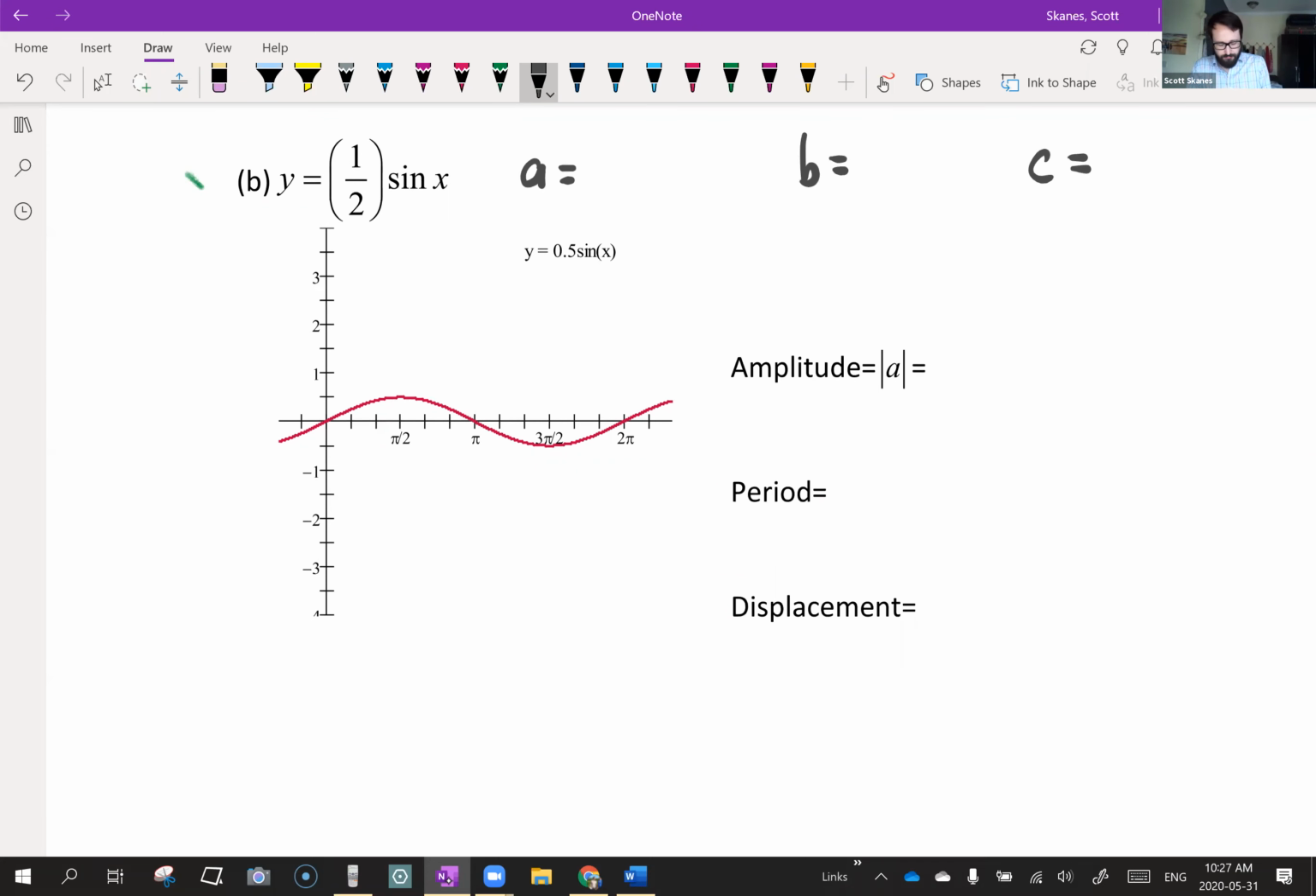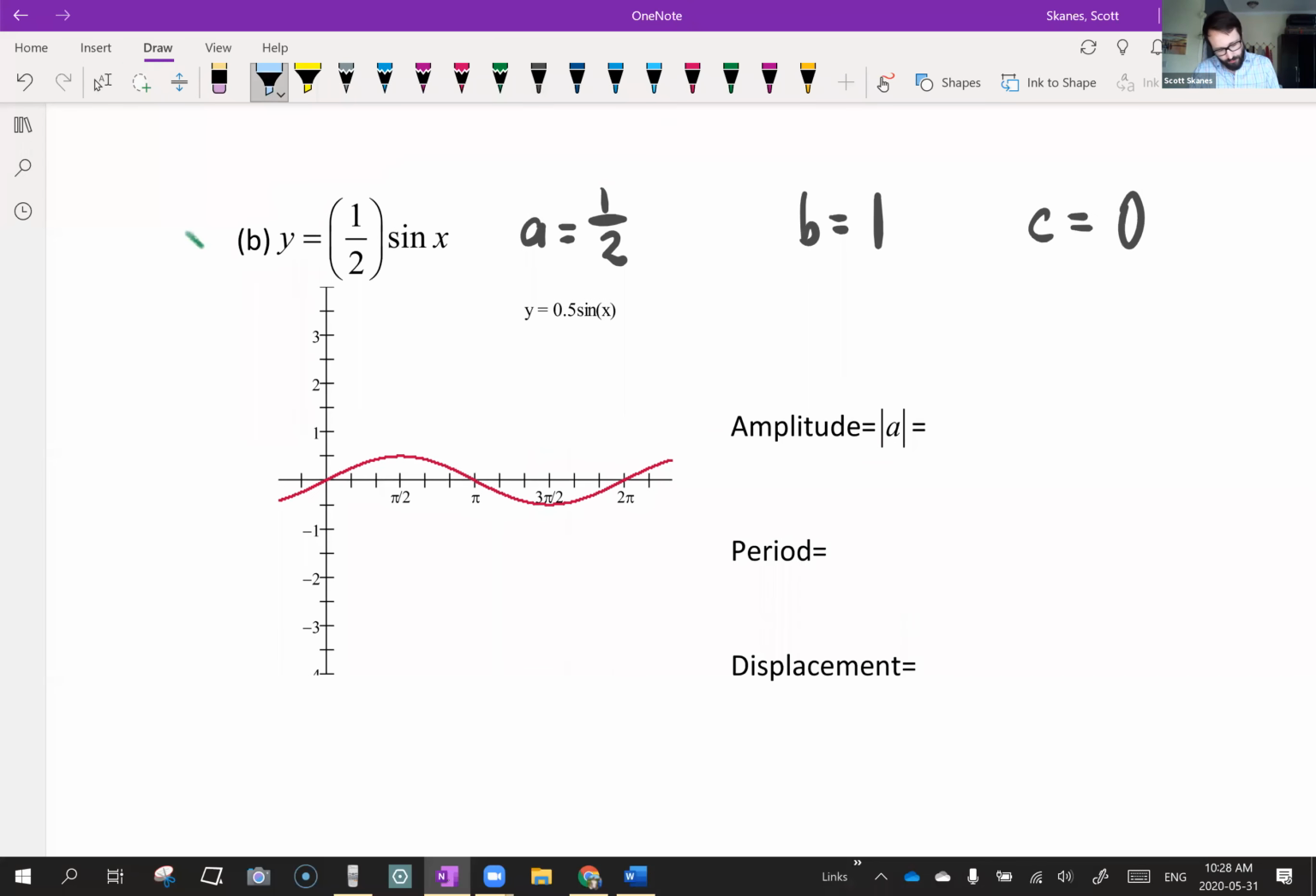A, B, and C. So what's A? Let's do it quick. A is 1/2, 4.5. You can give either one. B is what? Well, there's nothing in front of the x, so it must be a 1, not a 0. What's C? Well, there's nothing after the x, so it's again 0.